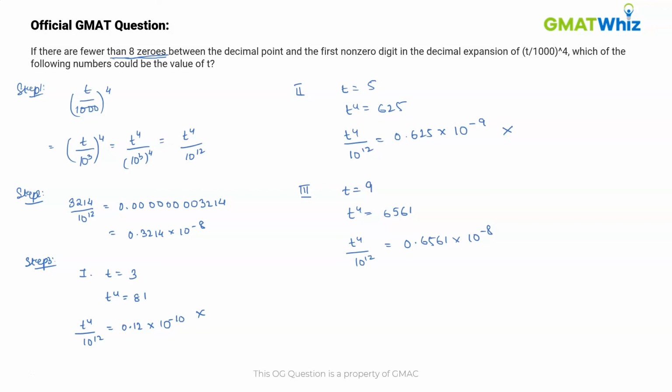Hence, we reject option 3 as well, and therefore the correct answer is option A, that none of these values of t would give fewer than 8 zeros between the decimal point and the first non-zero digit in the expansion of t^4/10^12.